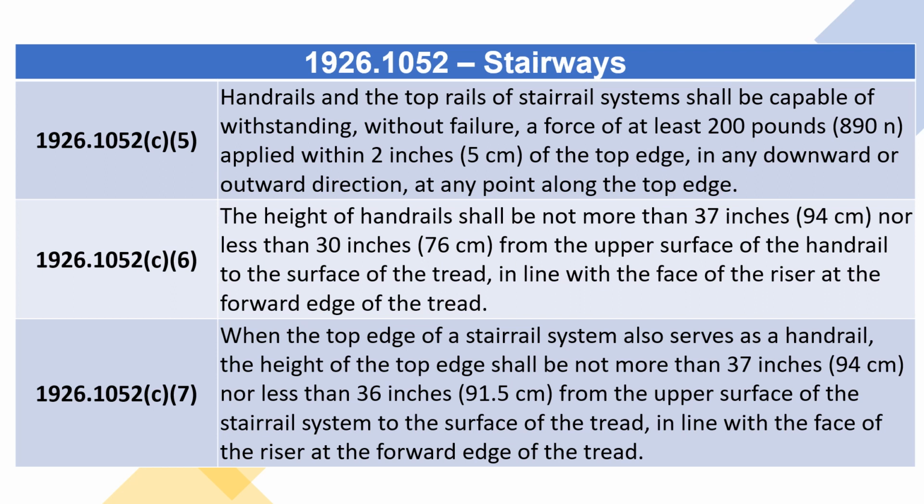1926.1052 C6. The height of handrails shall be not more than 37 inches, 94 centimeters, nor less than 30 inches, 76 centimeters, from the upper surface of the handrail to the surface of the tread, in line with the face of the riser at the forward edge of the tread. 1926.1052 C7. When the top edge of a stair rail system also serves as a handrail, the height of the top edge shall be not more than 37 inches, 94 centimeters, nor less than 36 inches, 91.5 centimeters, from the upper surface of the stair rail system to the surface of the tread, in line with the face of the riser at the forward edge of the tread.